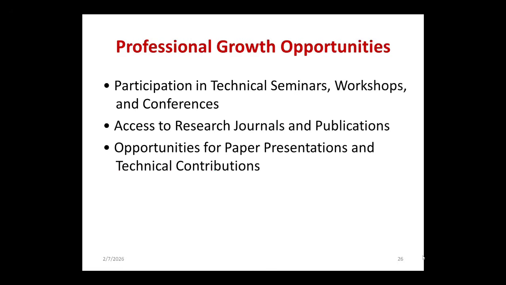Then under professional growth opportunities, you can participate in technical seminars, workshops and conferences at IEI organized events, free of cost. Then access to research journals and publications. IEI has 4 research journal publications, which are Scopus indexed journals, and IEI corporate members can publish their papers in those 4 journals. After membership, those 4 journals are easily and freely available to all corporate members. Those are paid journals for other non-corporate members. But when you take the corporate membership, you get free access to these journals, and you can publish your articles as well as research papers in them.